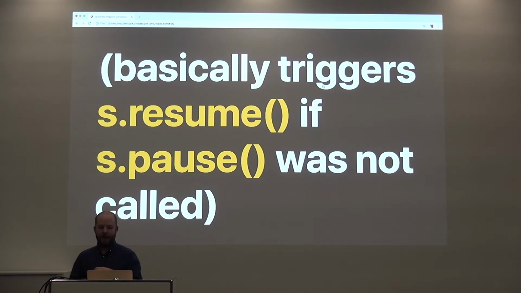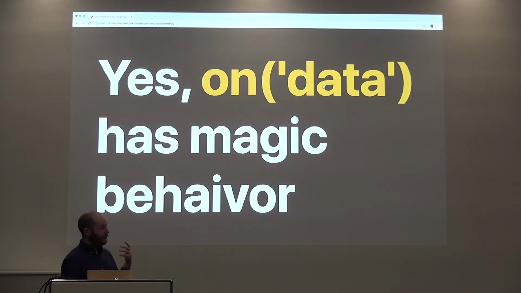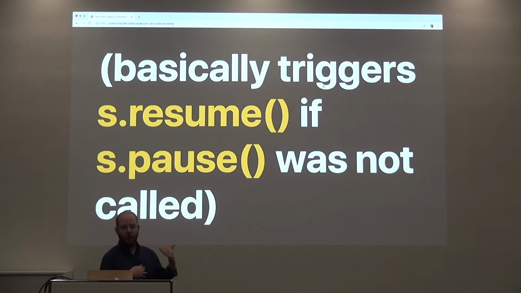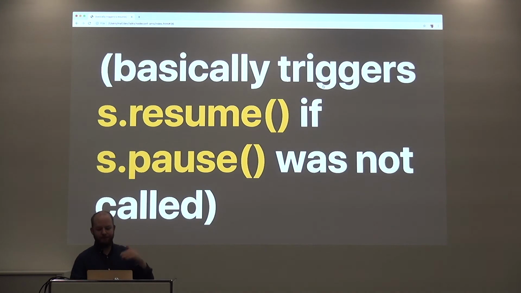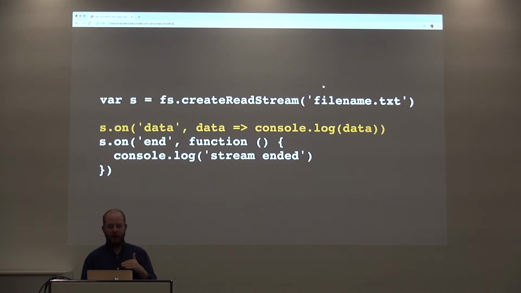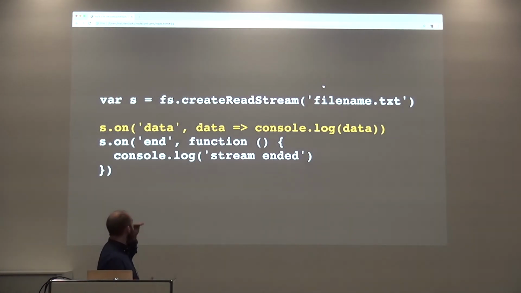So basically what on data does is, if you first attach a data listener, it'll implicitly in the code call resume and start emitting that data. But if you call pause first, it won't do anything. So it's very stateful. It's just very hard to figure out. So don't really rely on this kind of behavior. You should always call resume, if you ask me, or pause if you're doing anything with that.